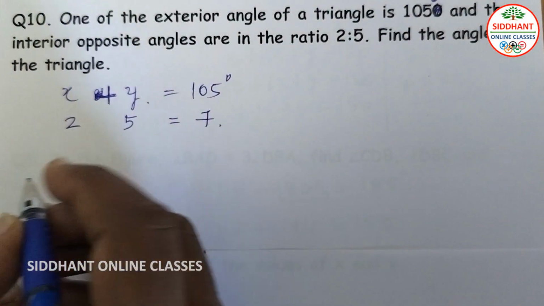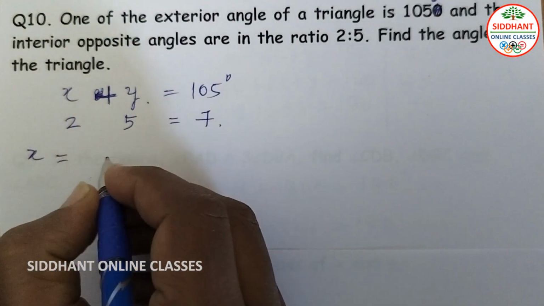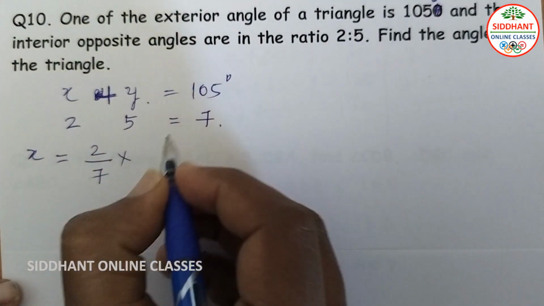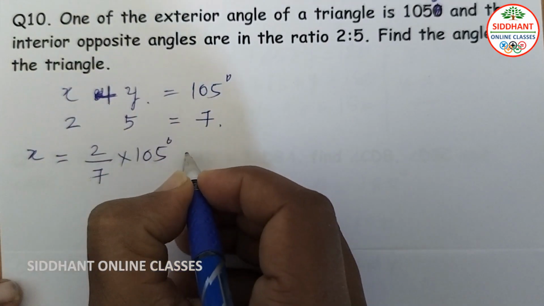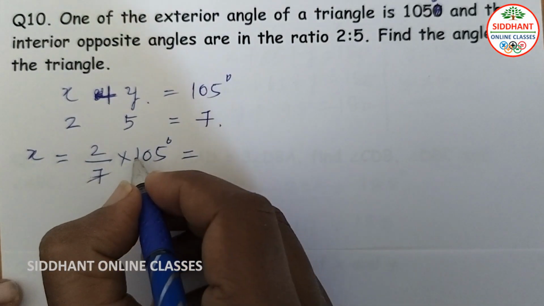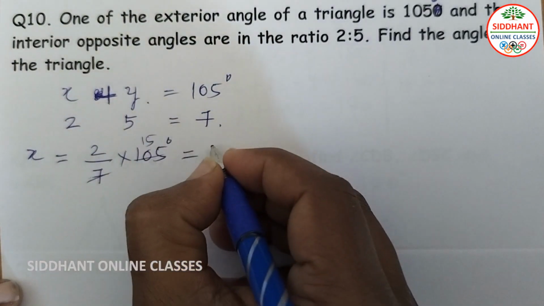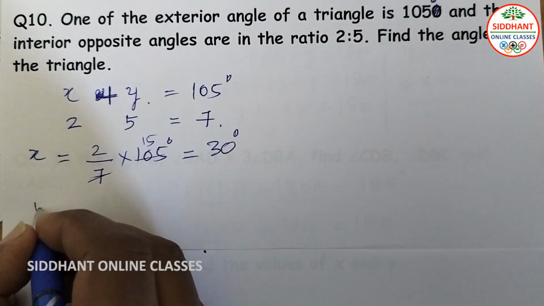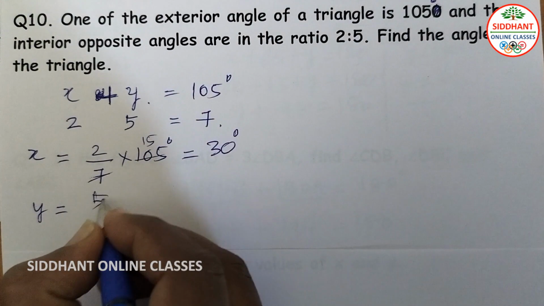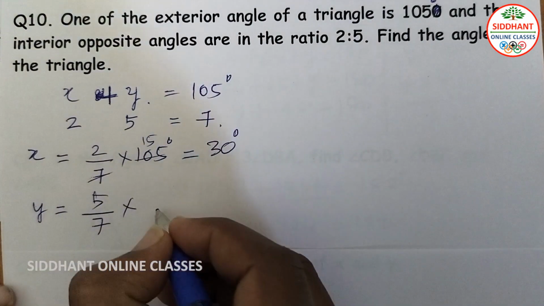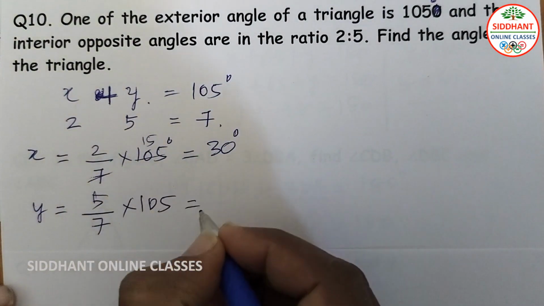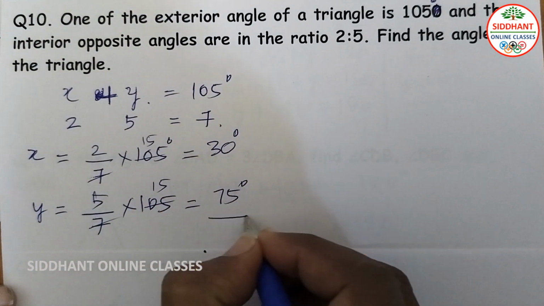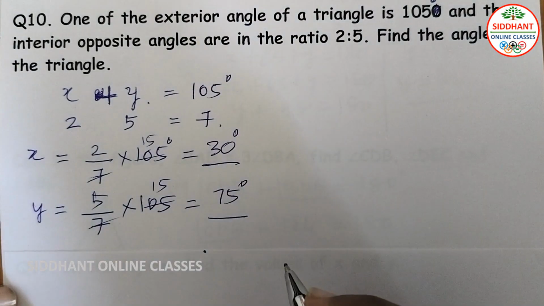Now we are going to find x. That will be 2 parts by the total parts, into 105 degrees. So 105 by 7 is 15, and 15 times 2 is 30 degrees. Then y is 5 parts out of the total 7 parts, into 105. So 15 times 5 is 75 degrees, and x is 30 degrees.